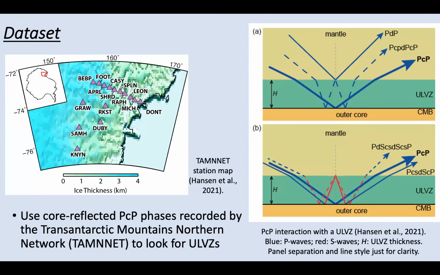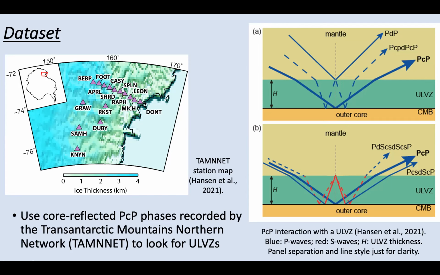To do this project, I've employed data from a seismic array that I deployed in Antarctica from 2012 to 2015. The map here on the left illustrates the layout and the location of that array. This array is known as TAMNet, which stands for the Transantarctic Mountains Northern Network, given where it's located. The purple triangles here are each of the 15 seismic stations that were run for 3 years down on the ice. And just to help orient you, the inset here shows the full continent of Antarctica, and that little red polygon is where the larger scale station map is located.